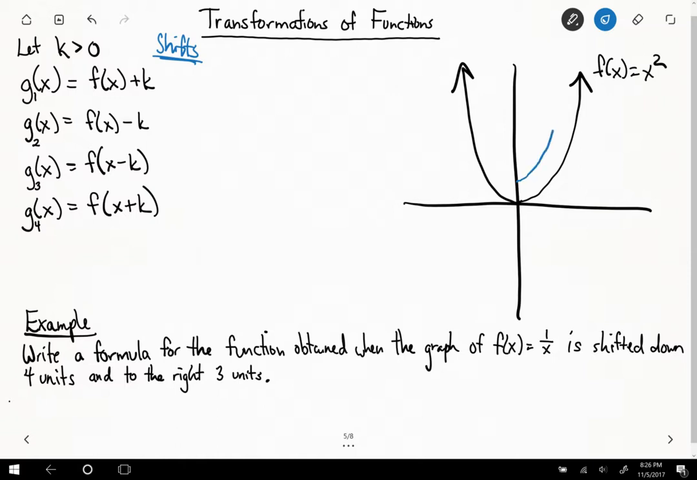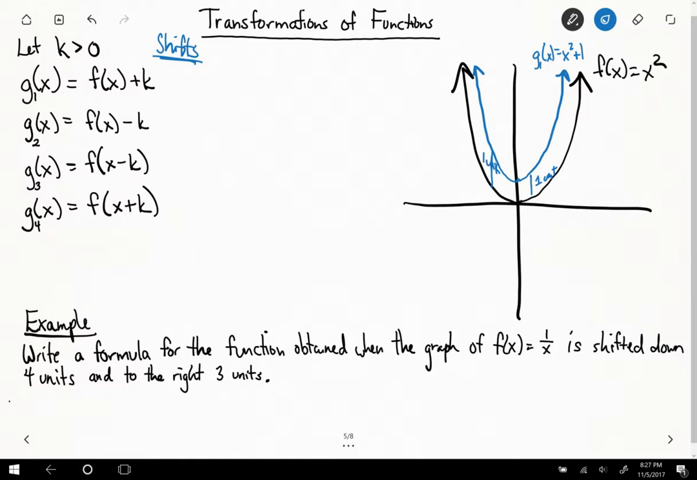So what happens is, if k equals 1, let's say this is g1 of x equals x squared plus 1. What happens with the curve? This is going to be 1 unit. This distance here, it might not seem like it, is also 1 unit. And anywhere I go on the curve, I've just shifted the graph up 1 unit.